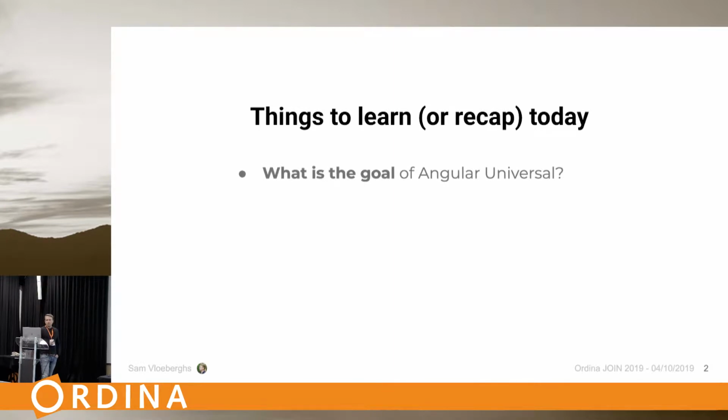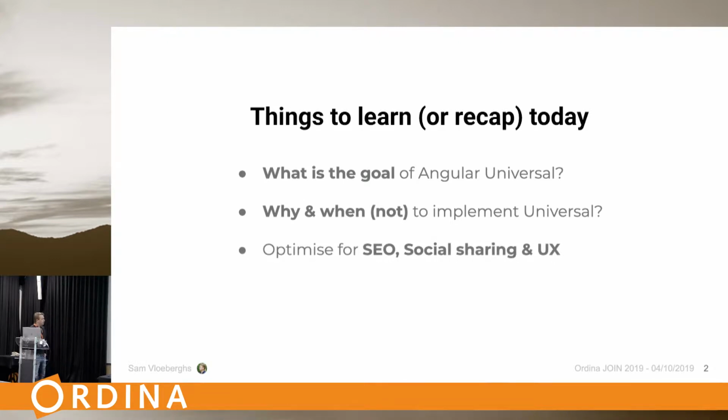Just briefly, we're going to talk about what is the goal of Angular Universal. We're not going in depth about how we're going to set up Universal, but we're going to see more what are the benefits that we can get with Angular Universal. We're going to also briefly discuss why and when not to implement Universal. And we're going to see how we can optimize the server-side rendering of our application for search engine optimization, social sharing, and user experience.